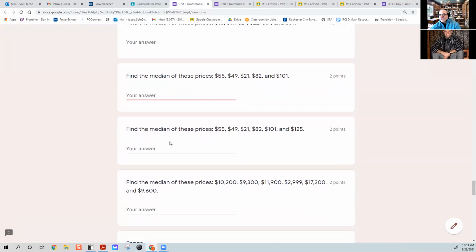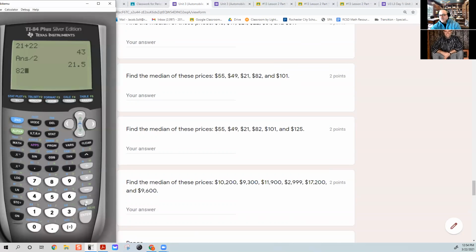All right, feeling how this works now? This is the exact same data, except now instead of 101, there's 125. Let's see if that changes anything. I get rid of my 21, eliminate that, eliminate the 125. Now I eliminate the 101 and eliminate the 49, right? I'm left with two numbers, which is 82 and 55. 82 and 55 got two numbers in the middle. 82 plus 55 is 137. 137 divided by 2. Adding them up, divide by 2, I get 68.5.